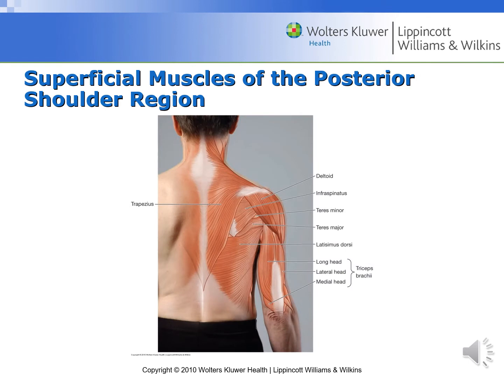And here we have the superficial muscles of the posterior shoulder region. We can clearly see the trapezius, the deltoid, the infraspinatus, the teres minor, the teres major, the latissimus dorsi, and the long, lateral, and medial heads of the triceps brachii.